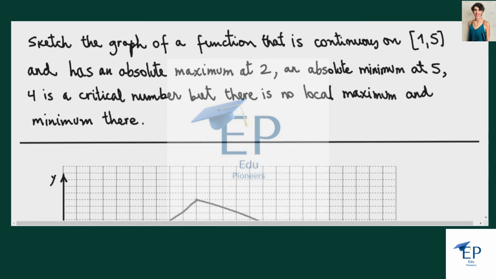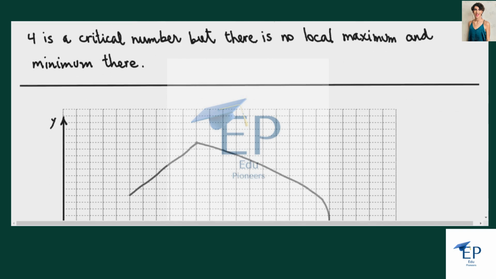We're going to sketch the graph of a function that is continuous on [1, 5] and has an absolute maximum at 2, an absolute minimum at 5, and 4 is a critical number, but there is no local maximum or minimum there. So the important thing in this example is that 4 is a critical number, but there is no local maximum or minimum there.